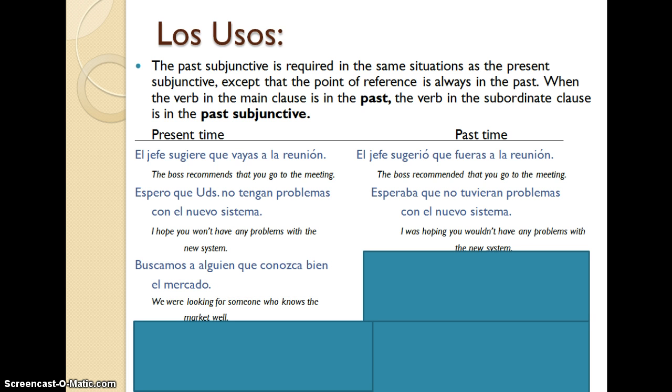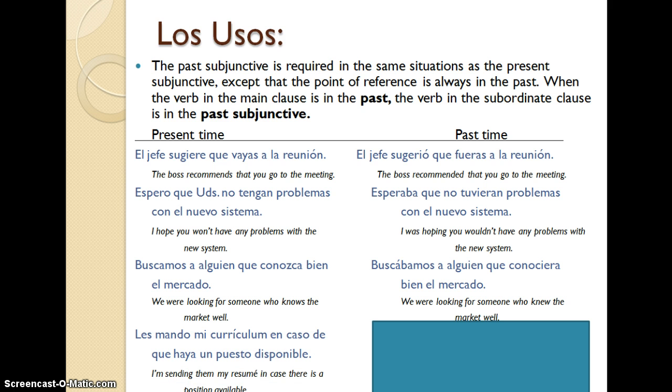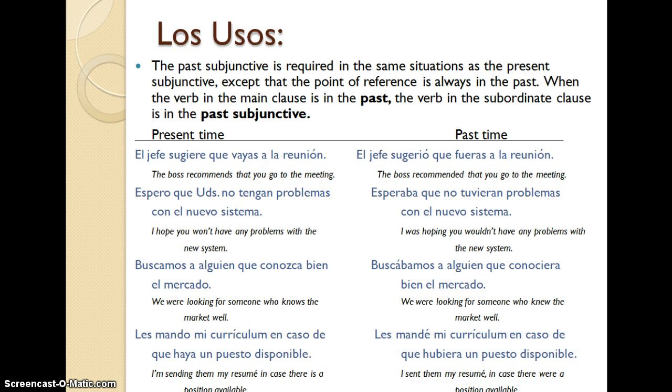Buscamos a alguien que conozca bien el mercado. Buscábamos a alguien que conociera bien el mercado. Les mando mi currículum en caso de que haya un puesto disponible. Les mandé mi currículum en caso de que hubiera un puesto disponible.